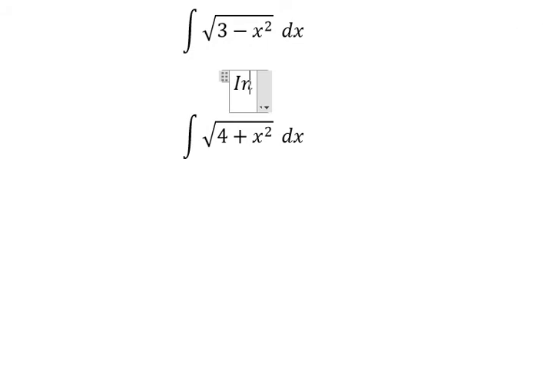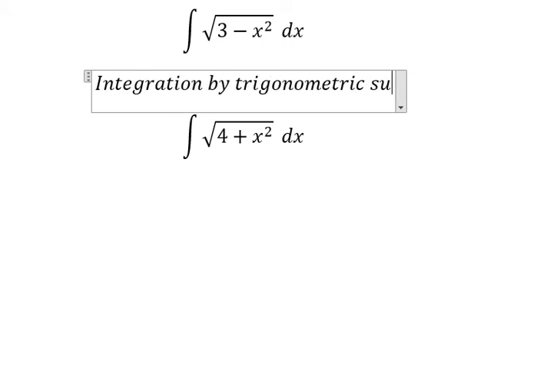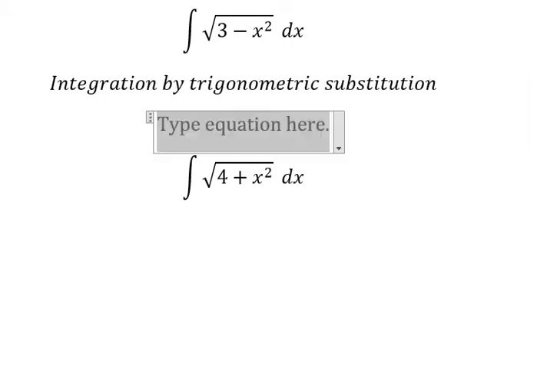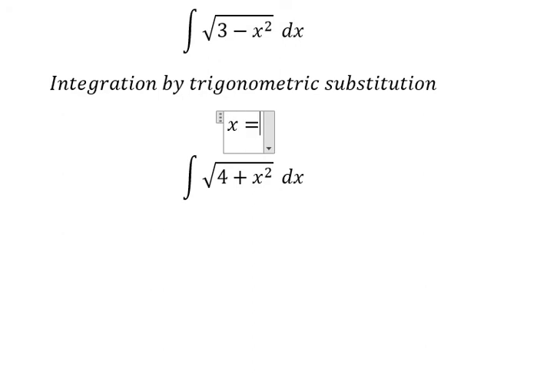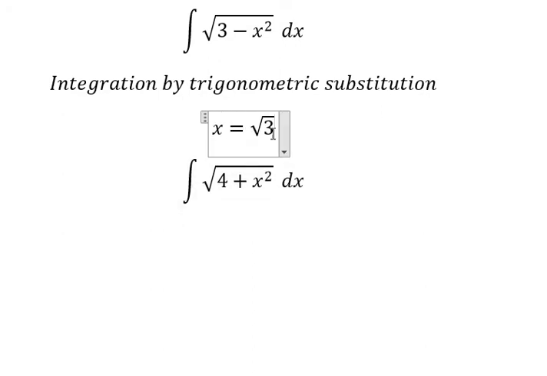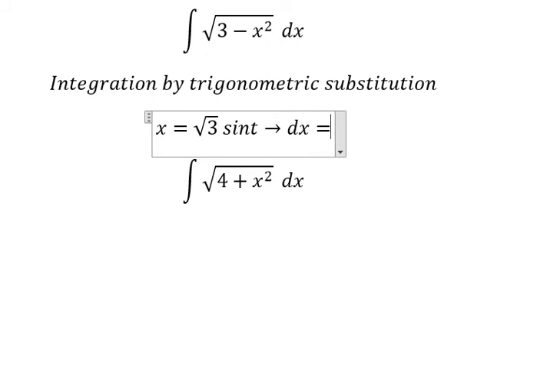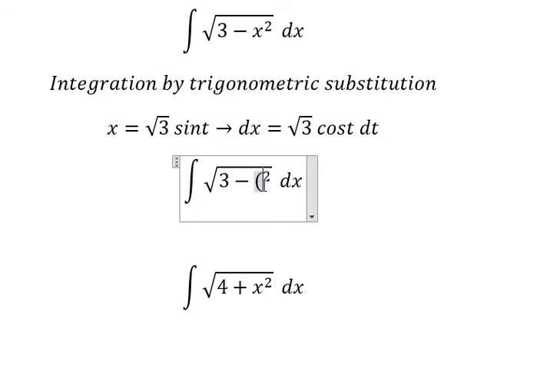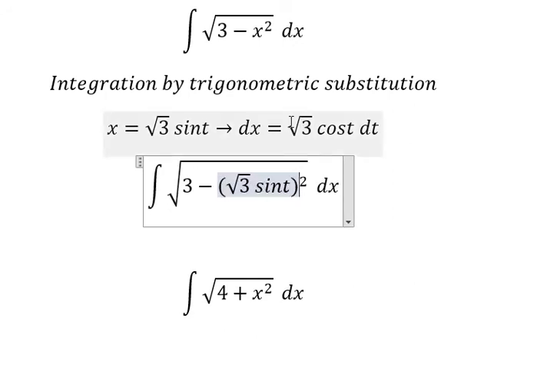We need to use integration by trigonometric substitution. So we put x equals the square root of 3 sine t. Then dx we got the square root of 3 cosine t dt. So we put this one in here. The x we change for this one.